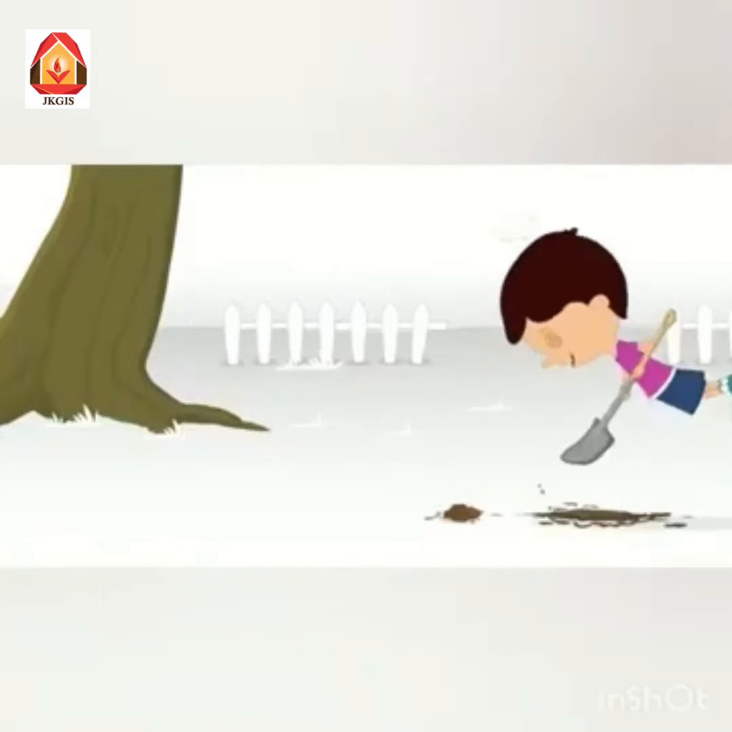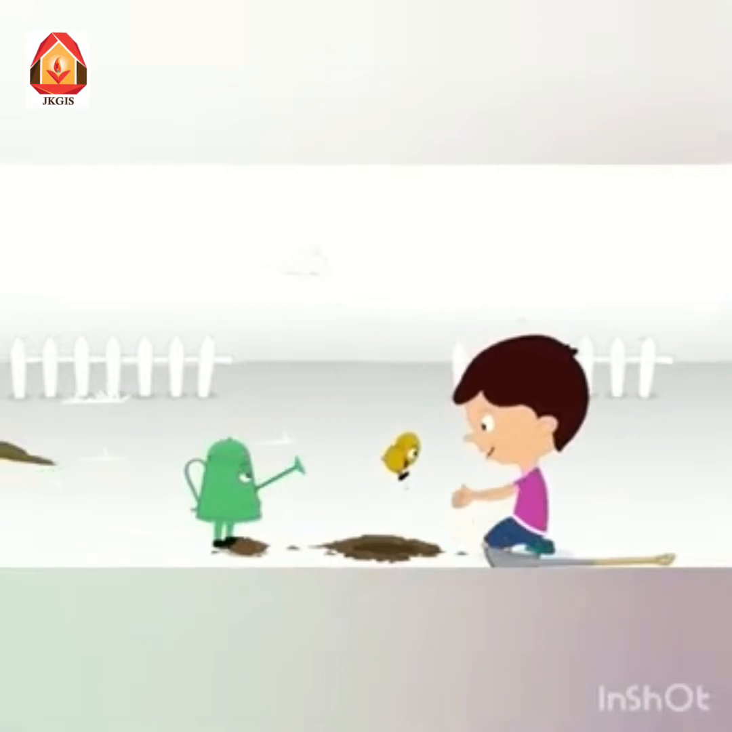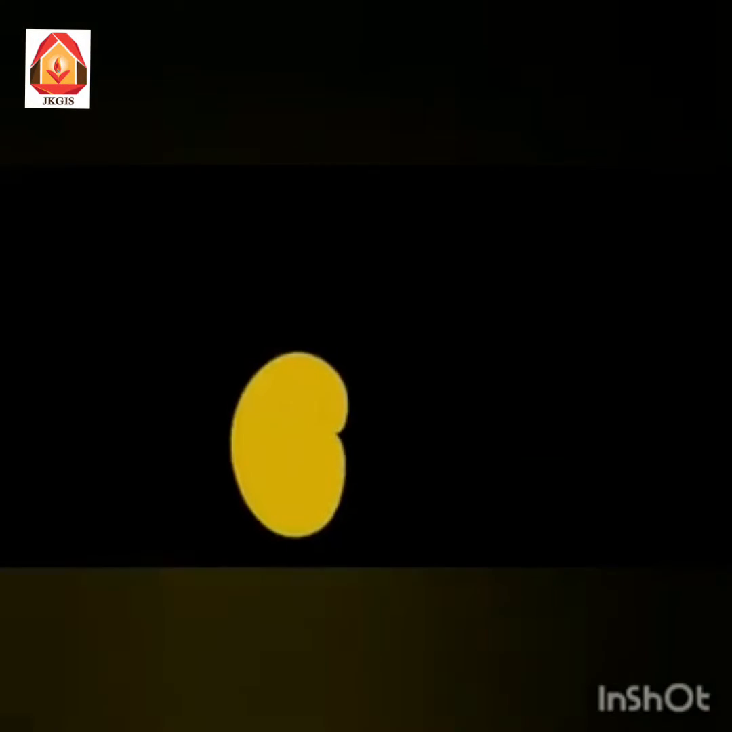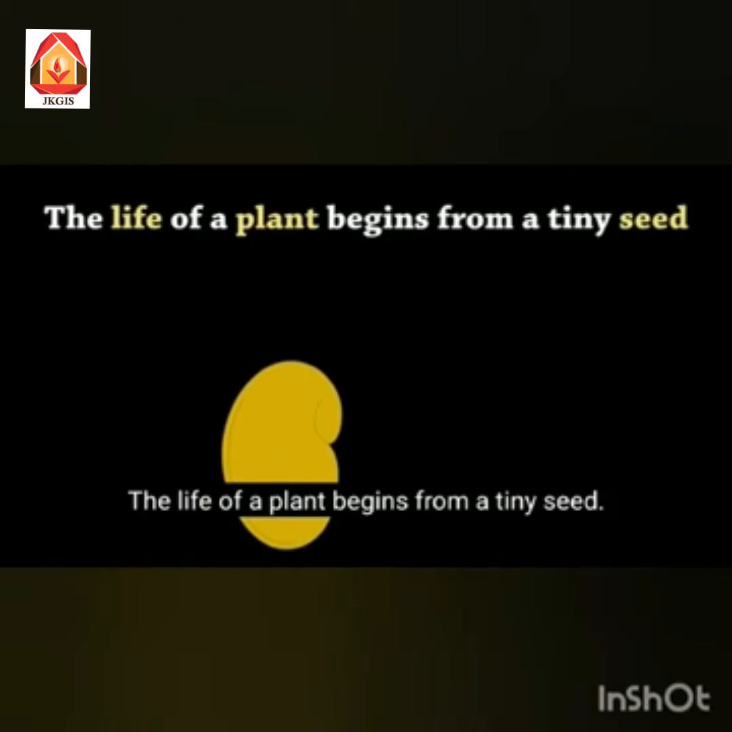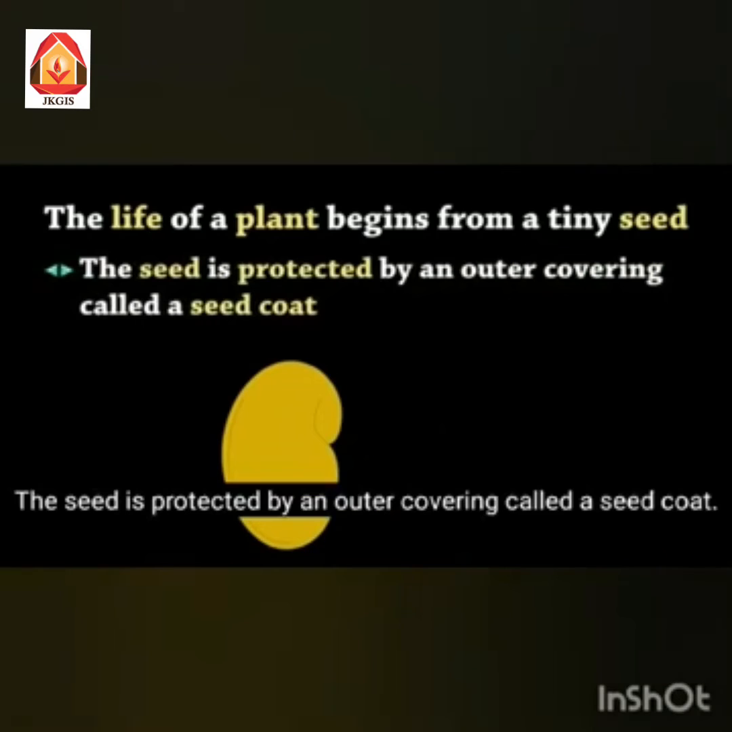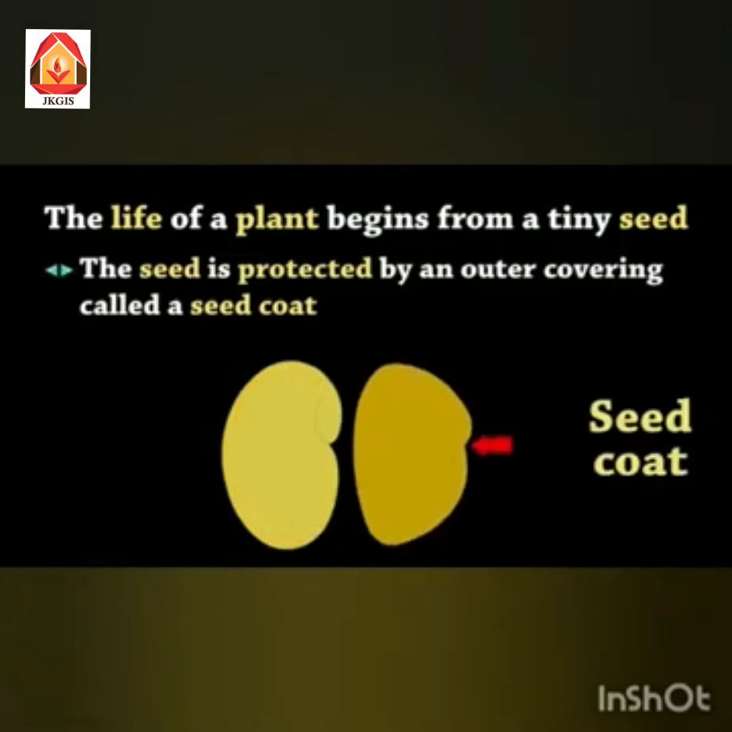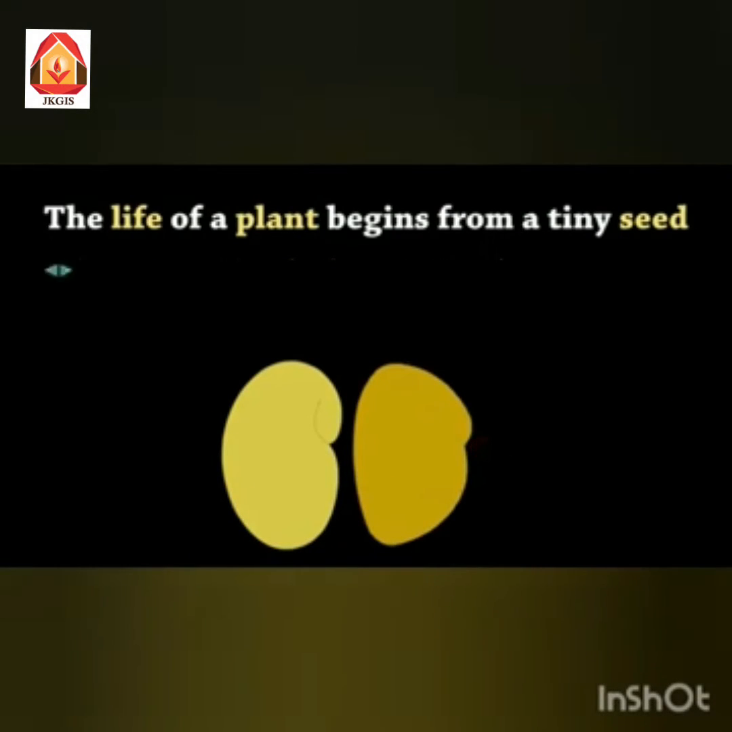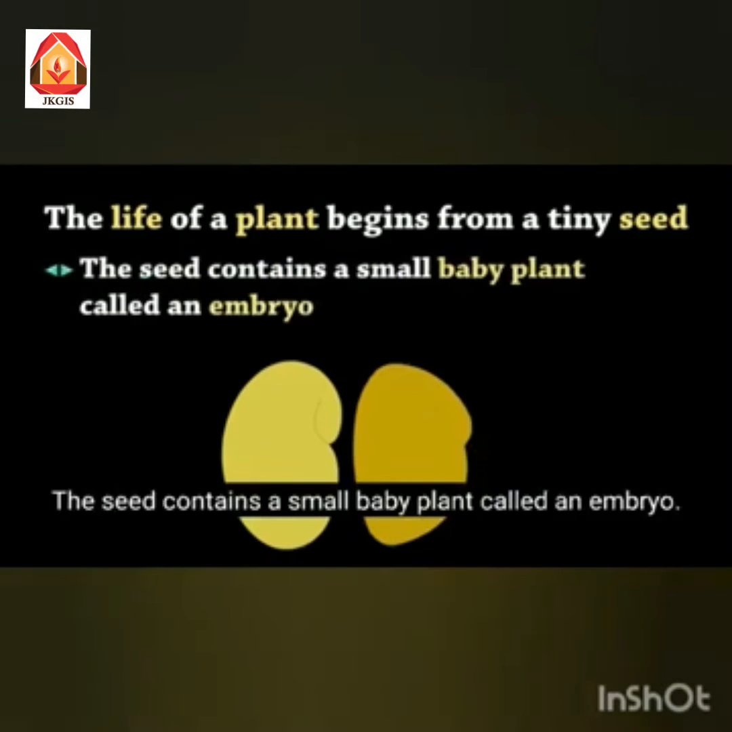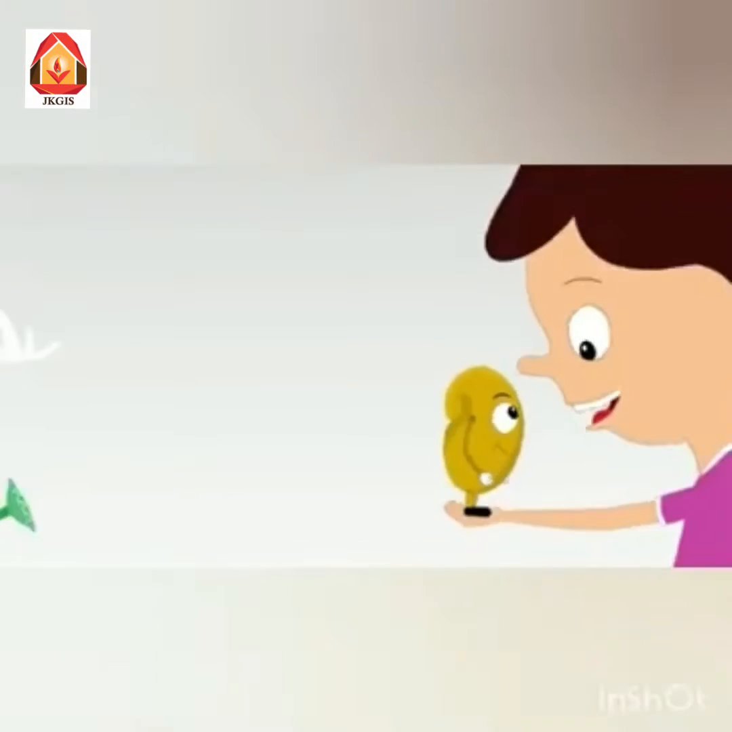The little boy is planning to grow a plant. For that, he needs a seed. Here it comes. But to grow a seed, there are certain things that you should know. The life of a plant begins from a tiny seed. The seed is protected by an outer covering called the seed coat. This is the seed coat. The seed contains a small baby plant called an embryo. The green part is the embryo.